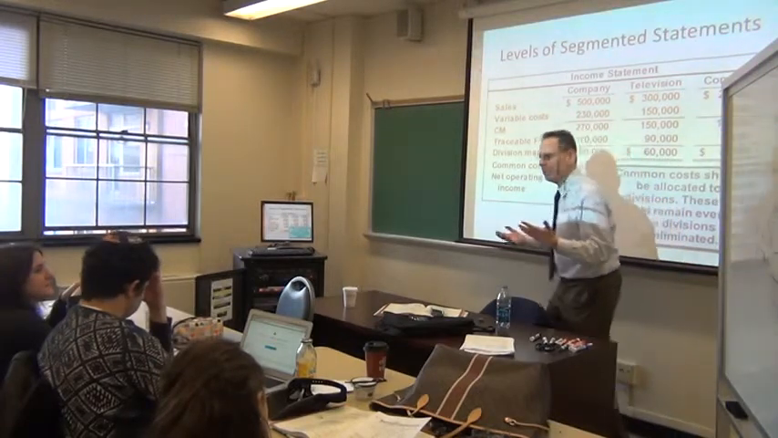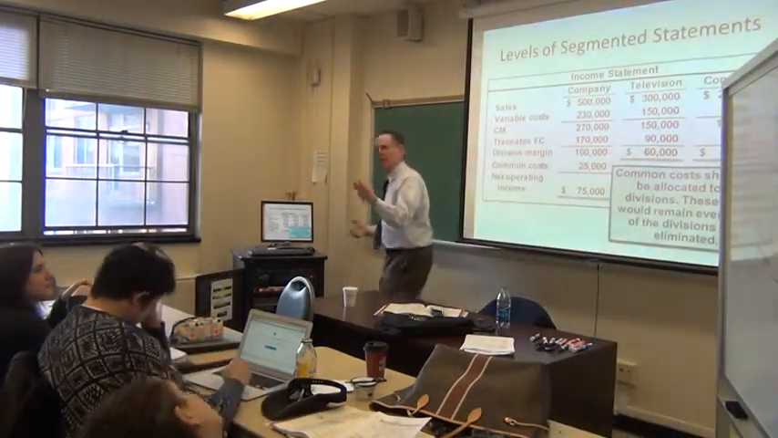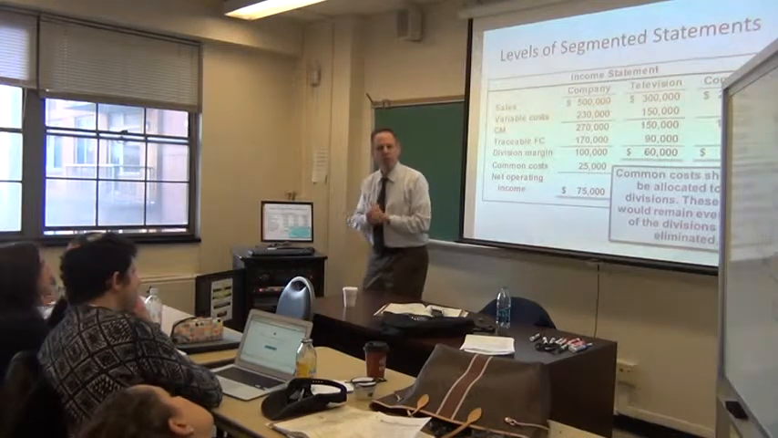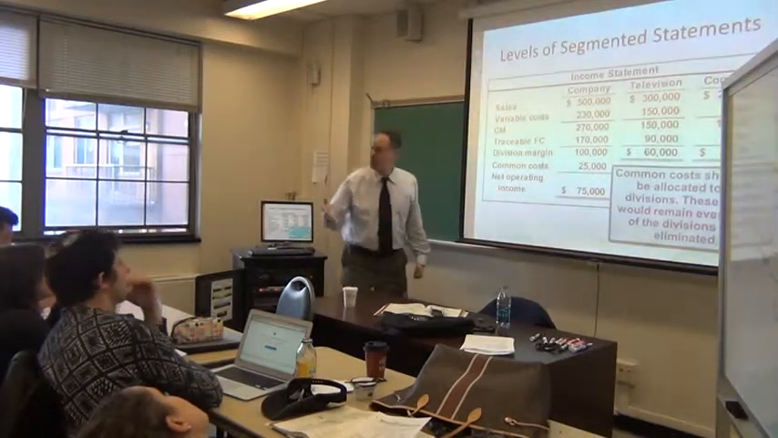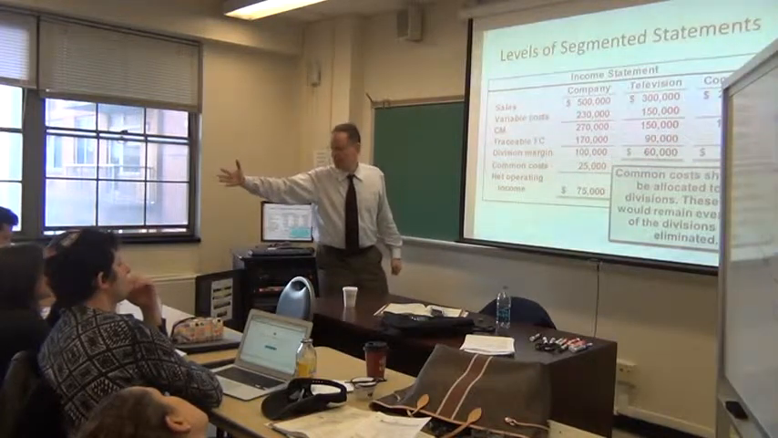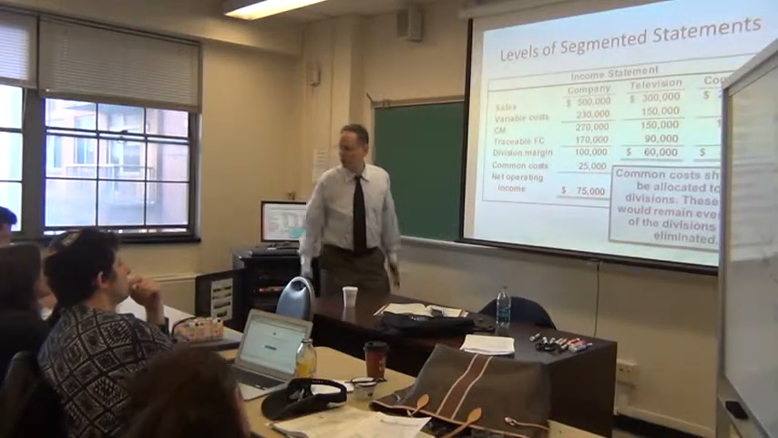These are things that we see all the time in the real world, but they don't necessarily lead to optimal decisions, unfortunately. They sometimes lead to suboptimal ones. Common costs are not part of traceable fixed costs? Like the president's salary of the whole company. Right, that would be a common cost.